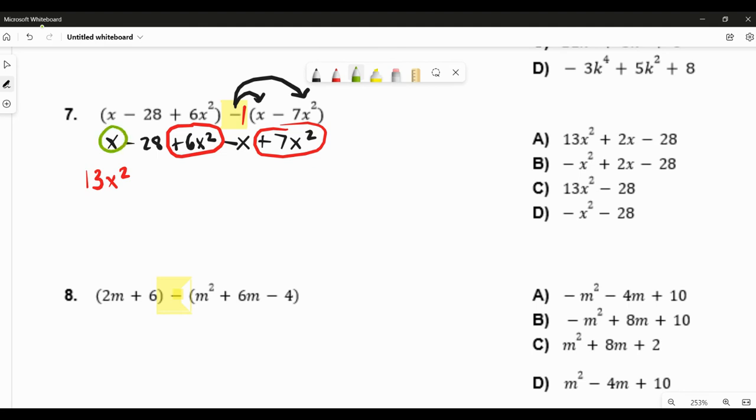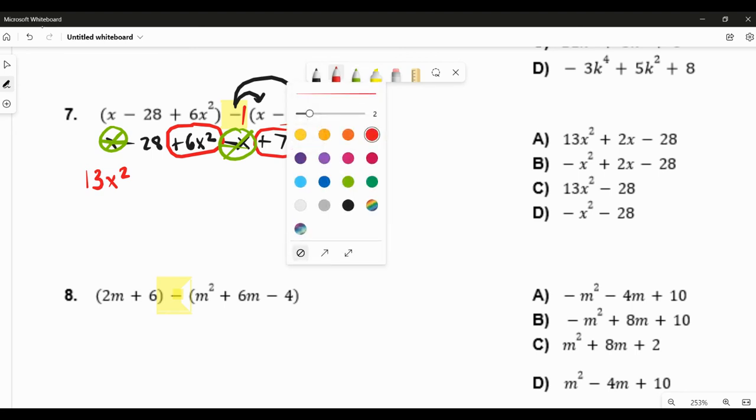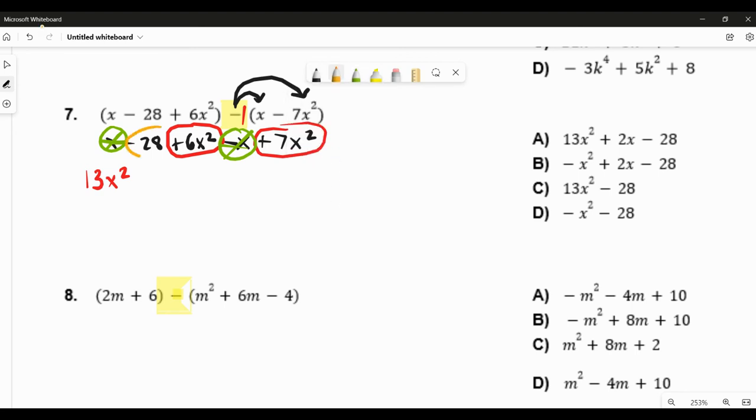And then x minus x, oh, this is a fun one. Any variable subtracting itself is just going to cancel out. So those are both gone. They've canceled each other out. They don't exist anymore. And so the only thing that I have left is just this minus 28. And so this is actually my answer. 13x squared minus 28, which, if I notice here, is one of my 4 options. It's option C.